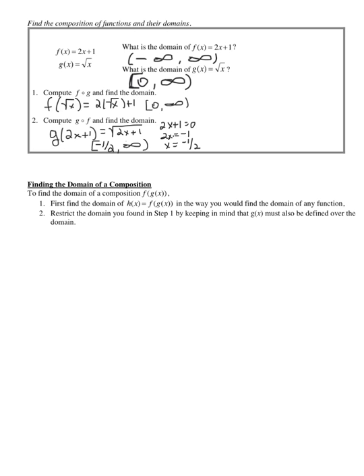So in summary, finding the domain of a composition. To find the domain of a composition, f of g of x: First, find the domain of h of x, which equals f of g of x, in the way you would find the domain of any function. Second, restrict the domain you found in step 1 by keeping in mind that g of x must also be defined over the domain. So let's take a look at some examples of this, so you can understand a little better what this means.